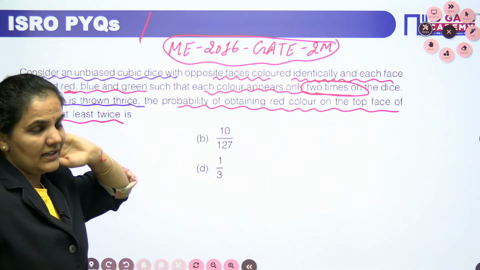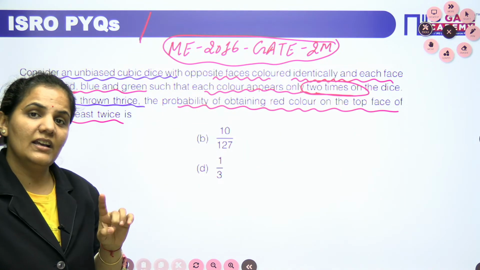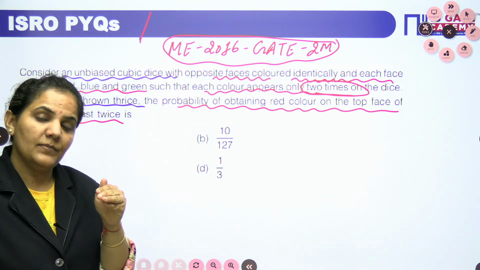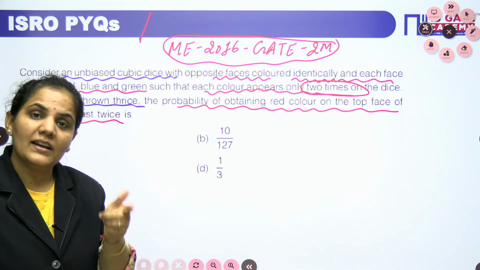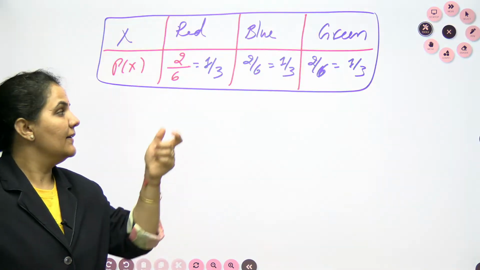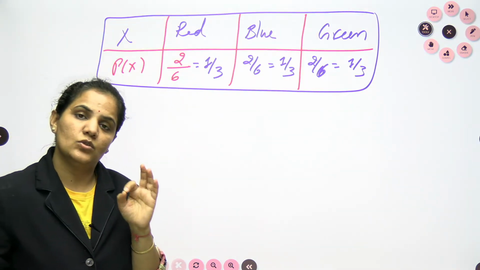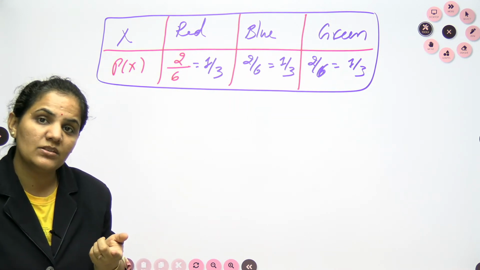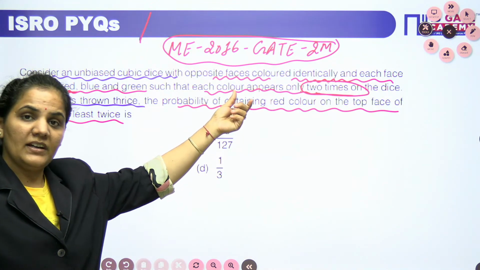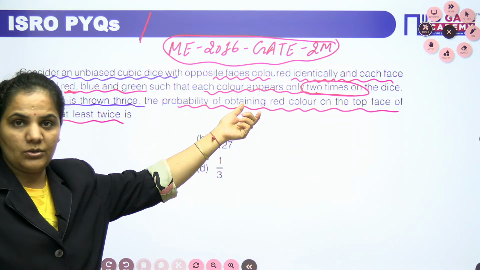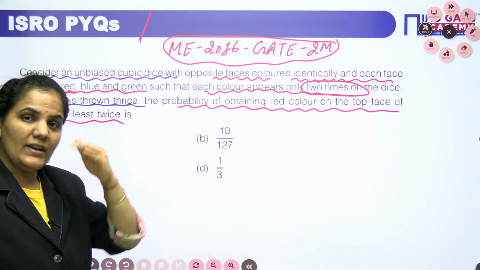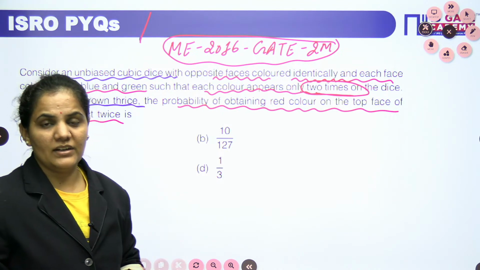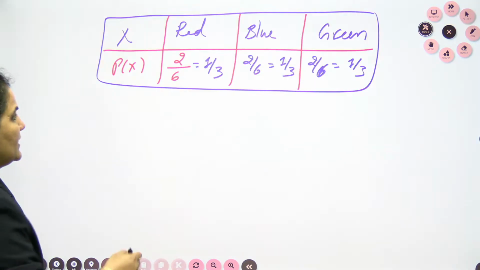By reading the first or second line of the question, we can identify that if my color is red, or blue, or green, then I can write down the probability as 2 by 6, 1 by 3. Why 2? 2 is my favorable. Why is favorable 2? Because it is given that each color appears only 2 times. And why 6? 6 is the total number of faces. On the dice we have 6 faces, so 2 by 6.